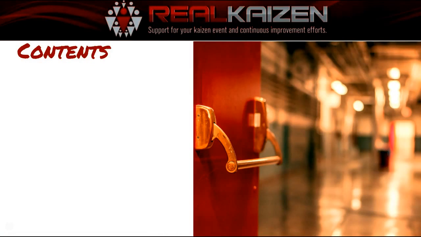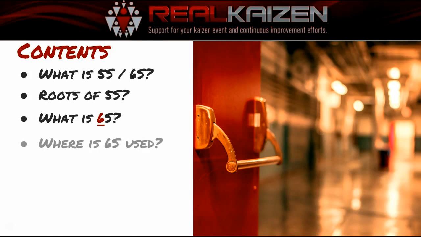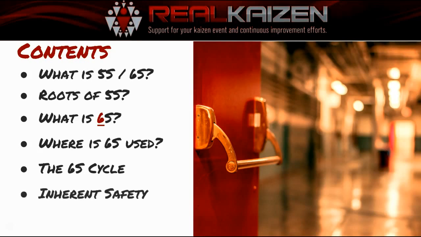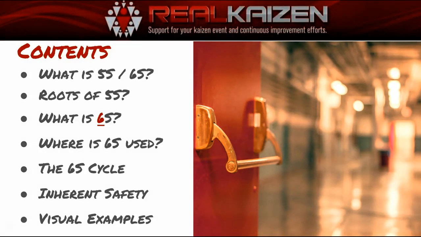This video will help you understand what 5S and 6S are and how they relate to continuous improvement. It will explain the roots of 5S and how it became known in industry. You will learn how and why 5S became 6S. You will see some examples of where 6S is used. You will be introduced to Real Kaizen's 6S cycle. You will learn why safety is now the driving factor in the 6S program. And we will finish with some visual examples of 6S in use today.